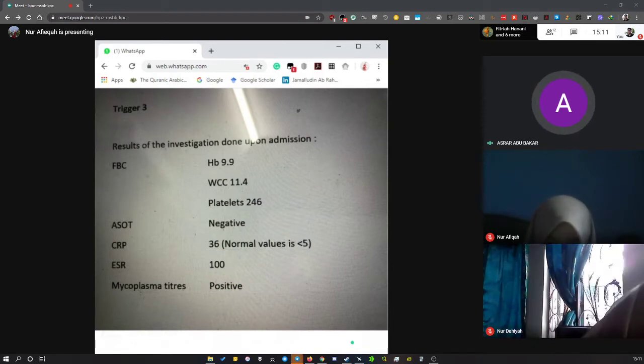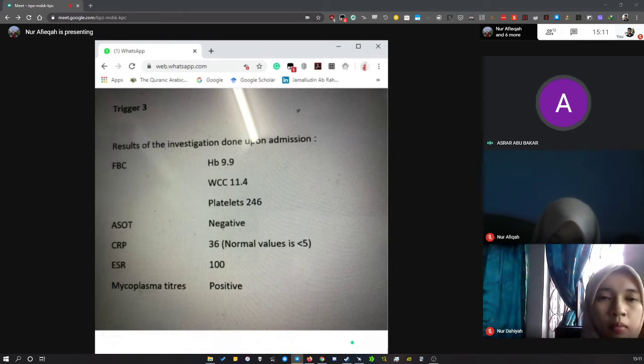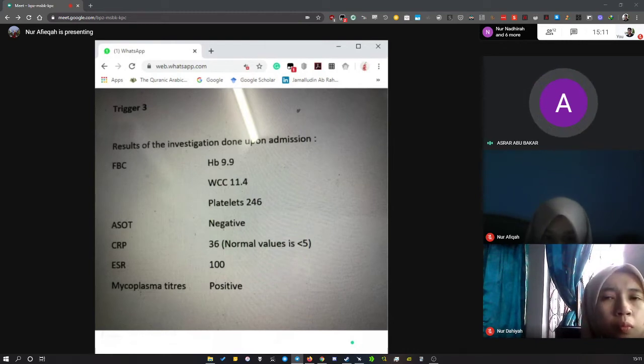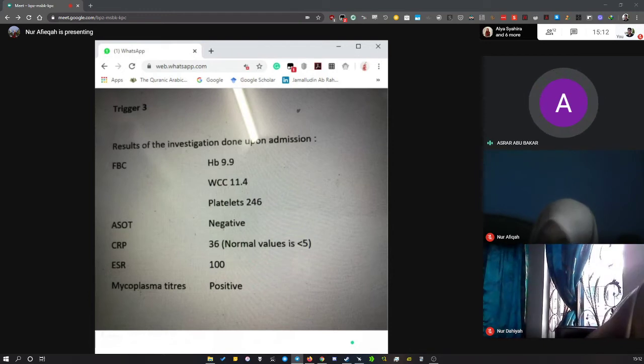So let's look at trigger 3. This is the investigation results that we have asked for. If you look at it, the Hb is 9.9. White cells is actually pretty normal, 11.4. Platelets is not very low, in fact it looks normal at 240. ASOT is negative, CRP is slightly raised, and ESR is raised as well. Normal should be less than 5. But the Mycoplasma titer is positive in this context.